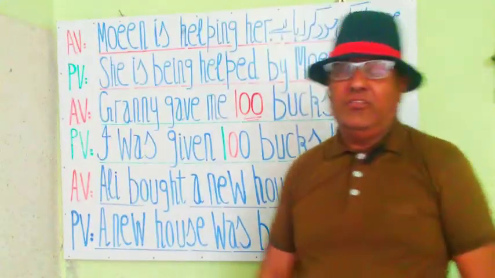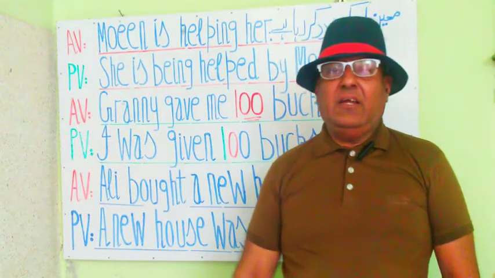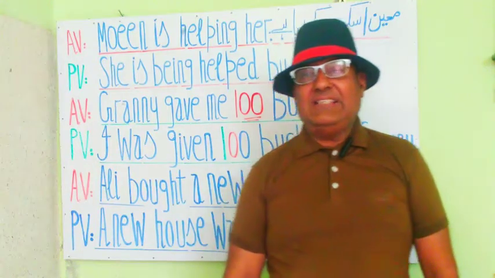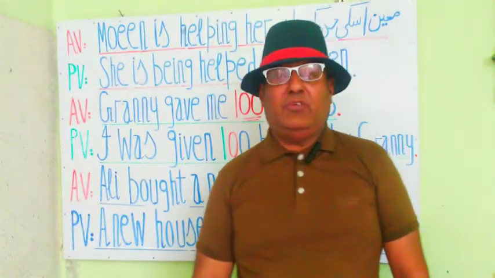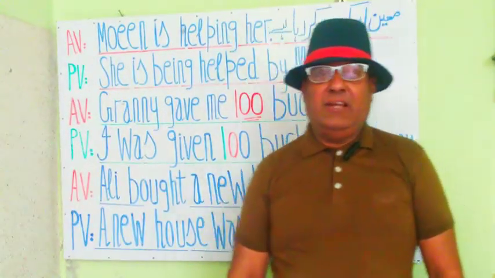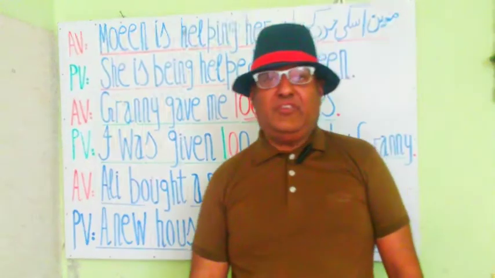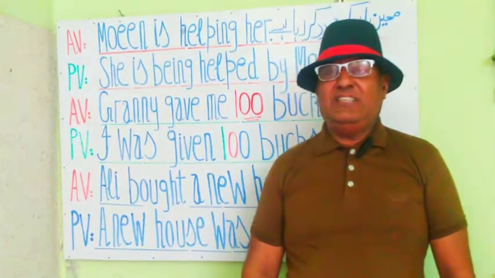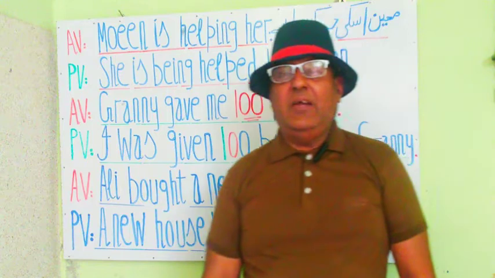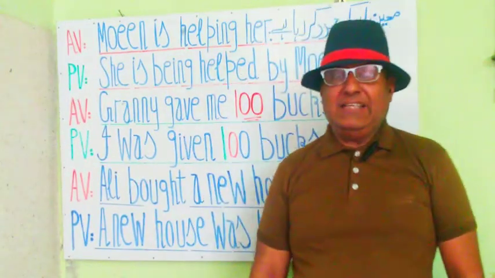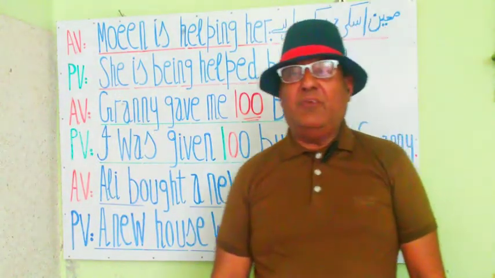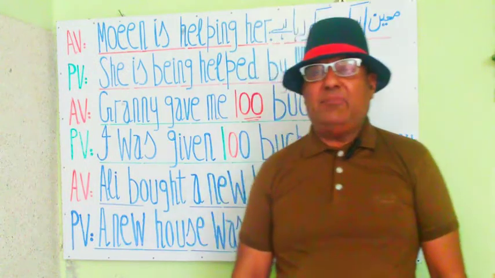Hey you guys, you saw the two statements. First is in active voice. Moin is helping her. When we change this statement to the passive voice, subject and object will change their positions. Her will stand as a subject and its subjective form is she. So she is being helped by Moin. After writing she, we have to write is, and by rules we have to add being and then the third verb form of principal verb help. She is being helped by Moin.